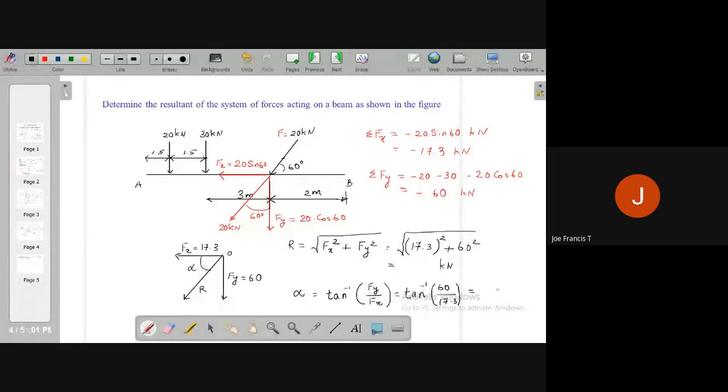How much did you get for R? Can you tell me now? Did you calculate R? Anyway, try to complete it as homework. We'll continue in the next class, and then we will find where this resultant acts. Okay, I'll just stop here.